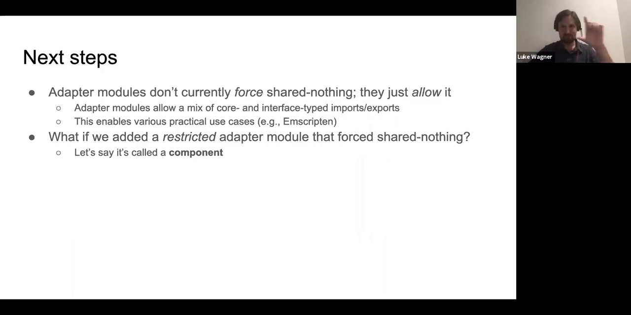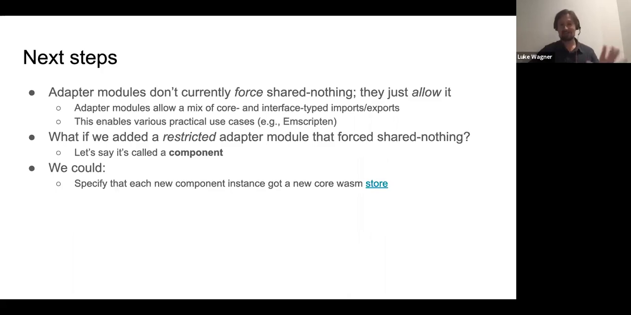And let's call this restricted adapter module components, just because it's a nice word. What can we do if we actually have this restricted thing at the spec level? One, we can specify that a new component instance gets a new Wasm store, and a store is like a core semantic concept, like the universe in the spec sense. Well, we could say every component is in its own universe.